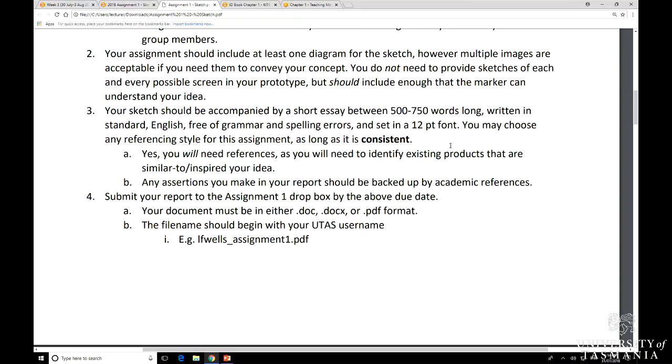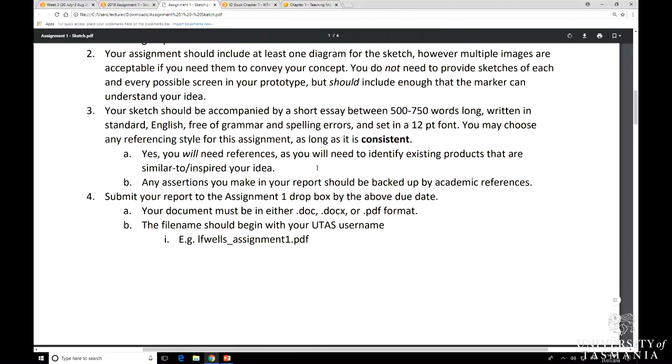The referencing, yes, you should reference. I honestly don't mind what style you use as long as you're consistent. If you're just throwing URLs randomly into your text, then that's not a particularly good style. But choose a style. There are guides online.